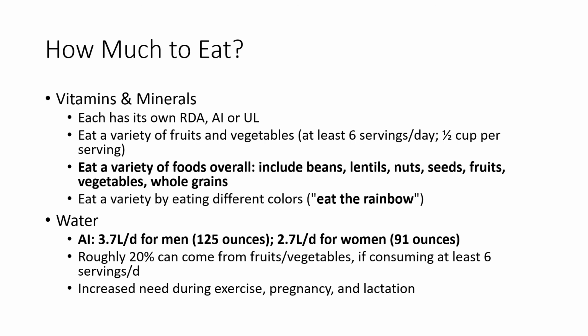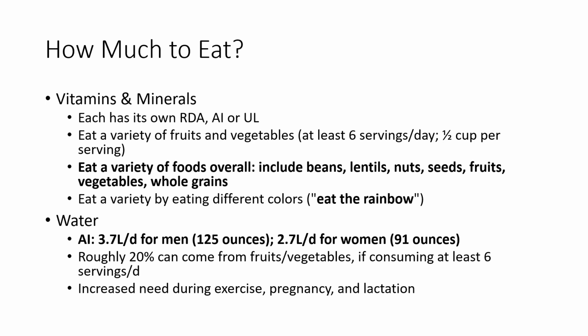Eat a variety of foods overall. When we do eat a variety of foods, we generally ensure that we're getting a variety of our vitamins and minerals. There's this concept, eat the rainbow. A lot of the different vitamins and minerals impart color to the food. So if you're eating foods from the full spectrum of the rainbow, you're kind of guaranteeing yourself that you're going to get a good variety of vitamins and minerals.